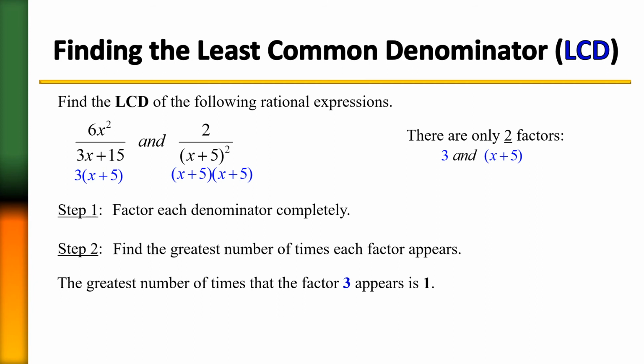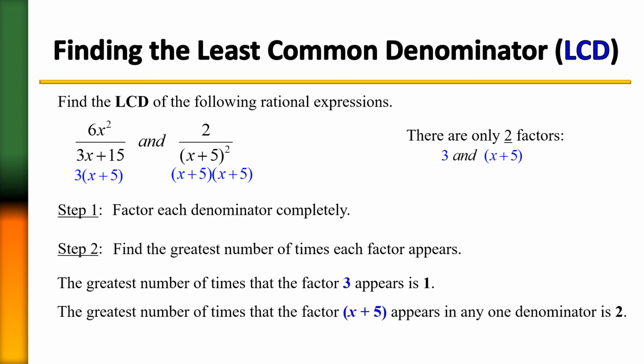Next, we want to know how many times x plus 5 appears. I know your first reaction is to say you see it 3 times, but we want to know the greatest number of times it appears in either denominator. How many times do you see it under the first denominator? Well, I only see it once. How many times do you see it under the second denominator? Twice. So at most, the most amount of times that x plus 5 appears is twice.